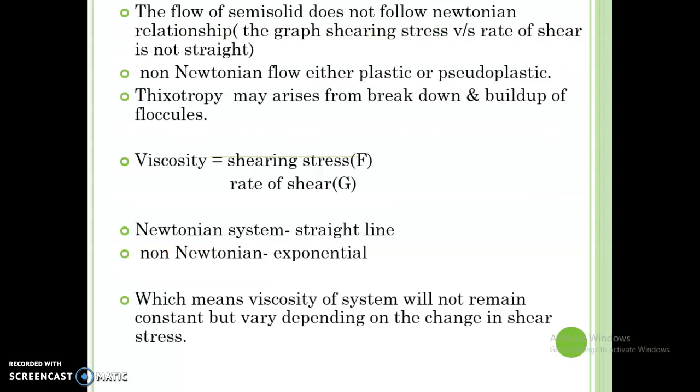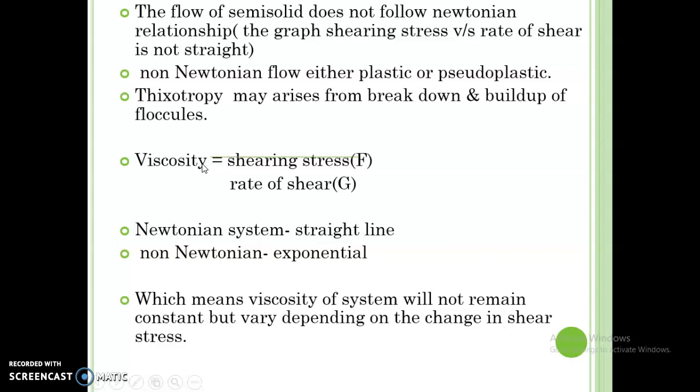One question that is asked is why a single point viscometer is not useful for a semi-solid. Because the flow of a semi-solid does not follow a Newtonian relationship: when we plot shearing stress versus rate of shear, it is not a straight line. So we can say that the semi-solid preparation has non-Newtonian flow, either plastic or pseudoplastic flow. The thixotropy may arise from breakdown and build-up of flocs. Okay, all of you know thixotropy.